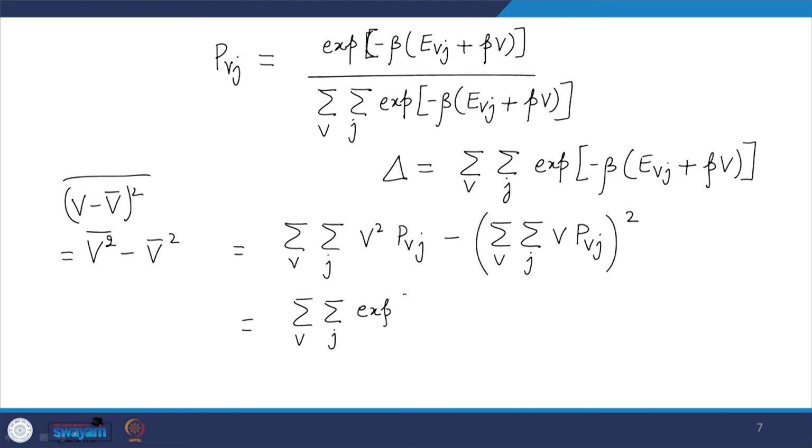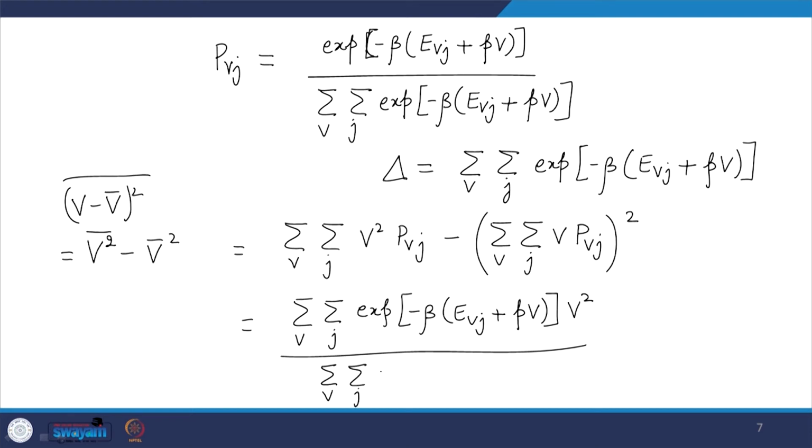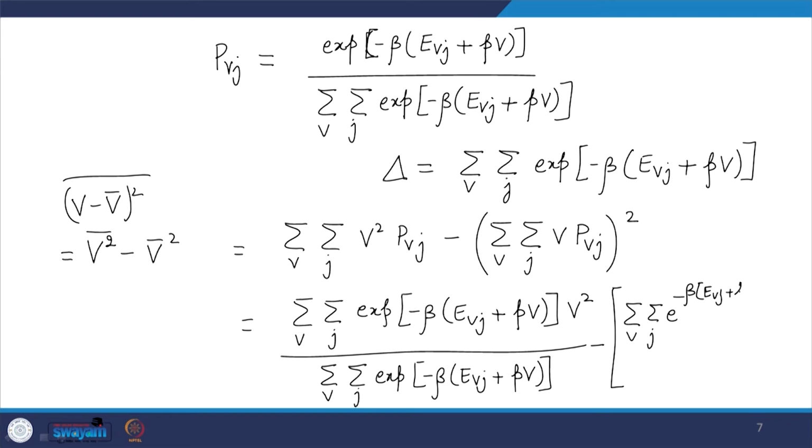So, this thing will be equal to summation of v, summation of j, exponential of minus beta (E_vj plus PV) multiplied with V squared, divided by summation of v, summation of j, exponential of minus beta (E_vj plus PV), minus the square of summation of v, summation of j, exponential of minus beta (E_vj plus PV) multiplied with V, divided by summation of v, summation of j, exponential of minus beta (E_vj plus PV).